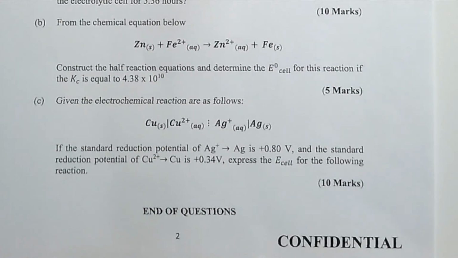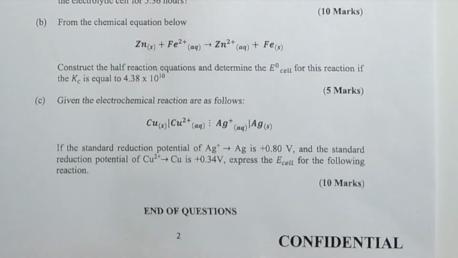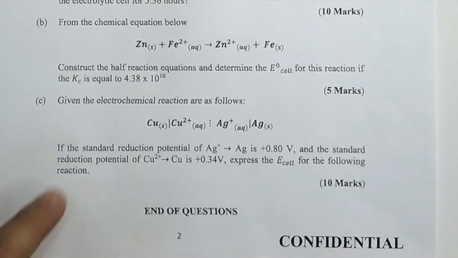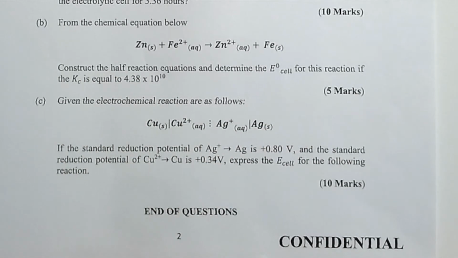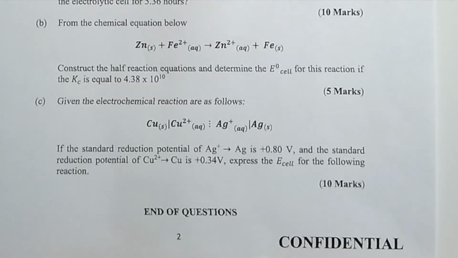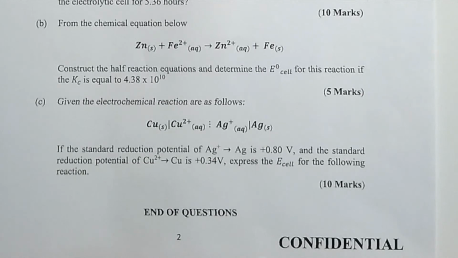Moving on to the last question, question number 2c. Given the electrochemical reactions as follows. So these are the electrochemical reactions here. If the standard reduction potential of Ag+ to Ag is positive 0.8 volt and the standard reduction potential of Cu2+ to Cu is positive 0.34 volt, express the Ecell for the following reaction.